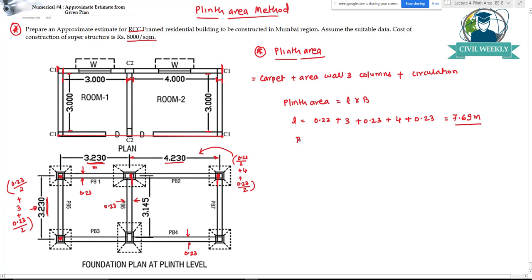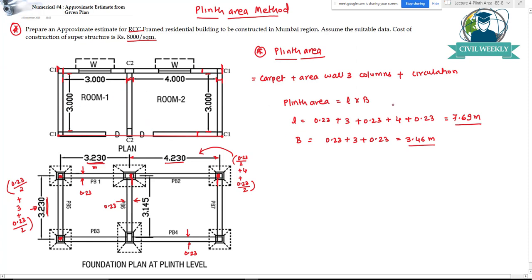The length of the vertical wall will give us the breadth. So this will be 0.23, this wall thickness, plus this inner to inner dimension of 3 meters, plus this wall thickness 0.23. So it will be 3.46 meters. So 3.46 meters is the width of this structure, and the length is 7.69 meters.